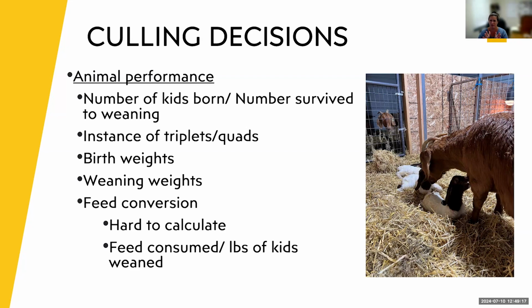Feed conversion can be hard to calculate in our herd and flock situations, but essentially that is the amount of feed consumed for the pounds of kids and lambs weaned. And so you just have to consider the conversion of your herd overall. If there are animals that seem to be very overweight, but their offspring aren't as large and doing as well as some of those other animals that aren't as overweight, you can cull against that as well.